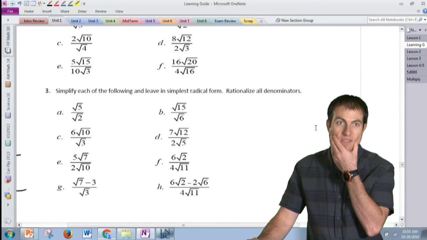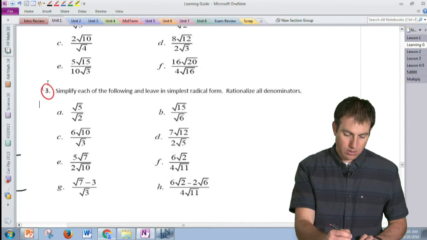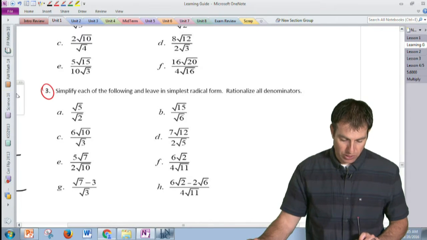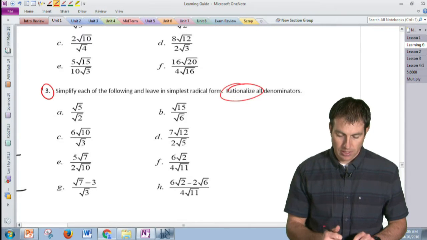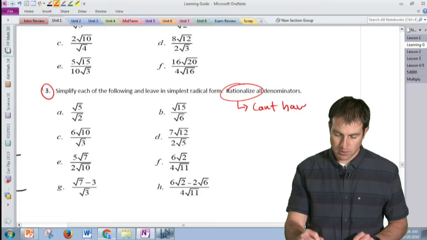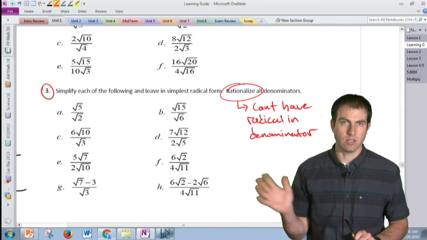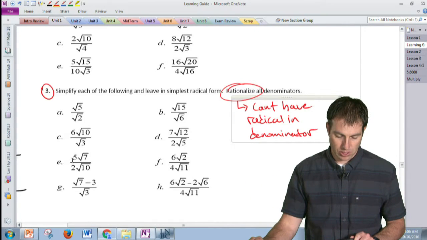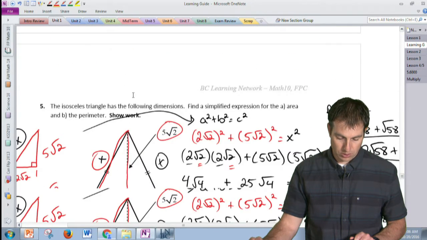Rationalizing the denominators. I can't throw any more stuff at you. Let's leave 3 for next day. That'll be the last thing I do before you guys finish off Unit 1. Rationalizing the denominator. What this means is you can't have a radical in the bottom. So if we have a fraction, you can't have a square root on the bottom, and I'll teach you how to get rid of those. So you can just not worry about 3 for now. You can do 4, you can do all these word problems.